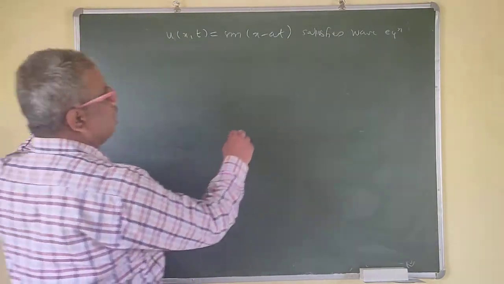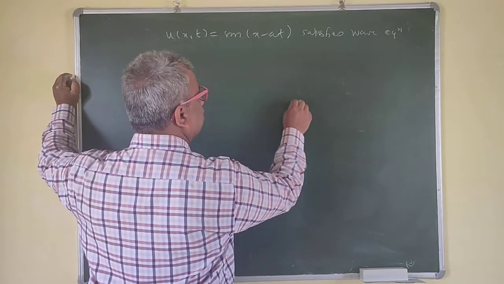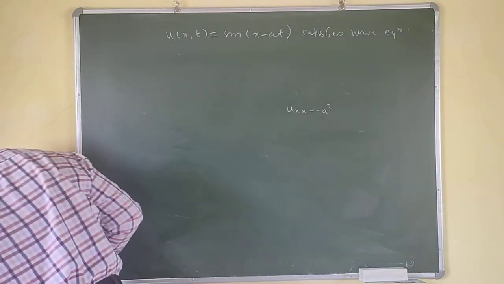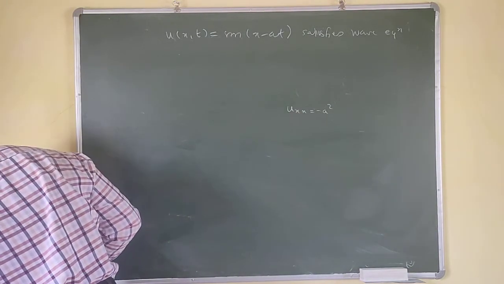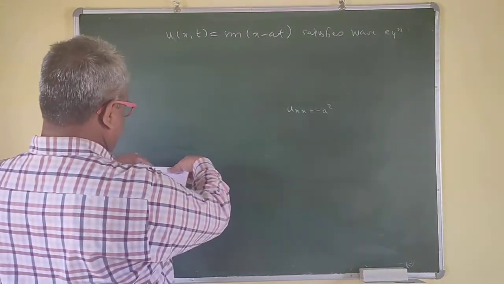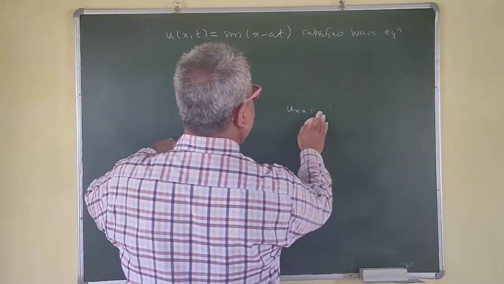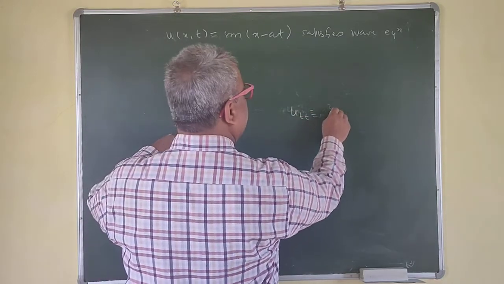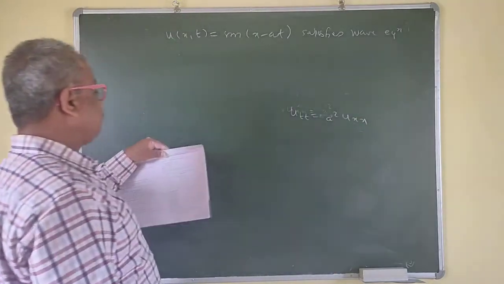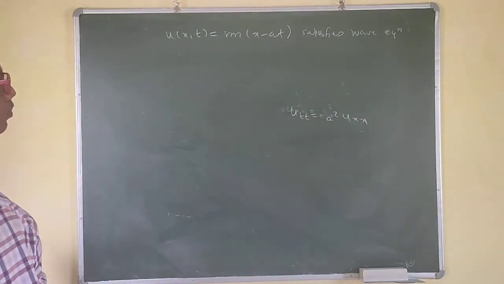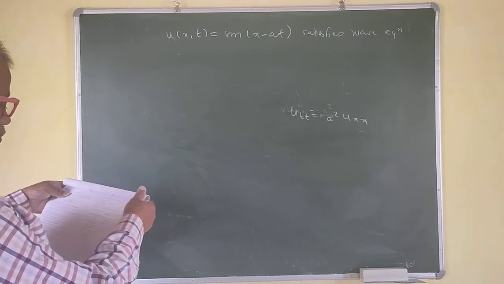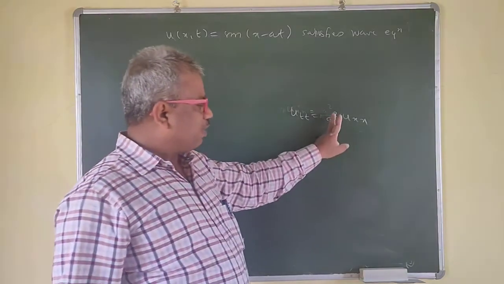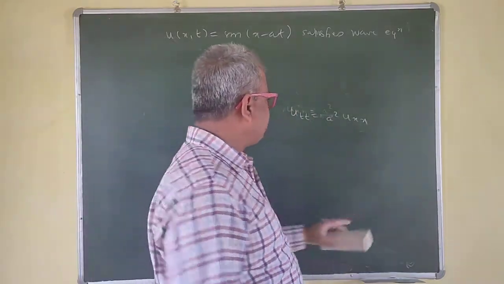Okay, so you know that the wave equation is what? u_xx is equal to minus... what is the wave equation? u_tt is equal to a square u_xx. That means some constant multiplier value. You may write here 1 by a square, it doesn't matter.